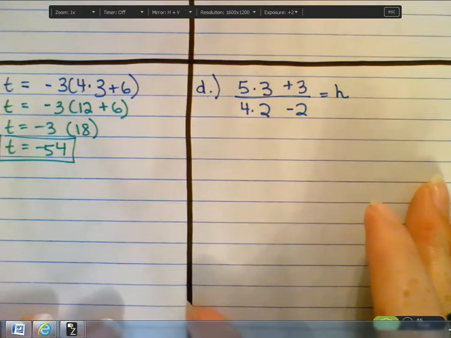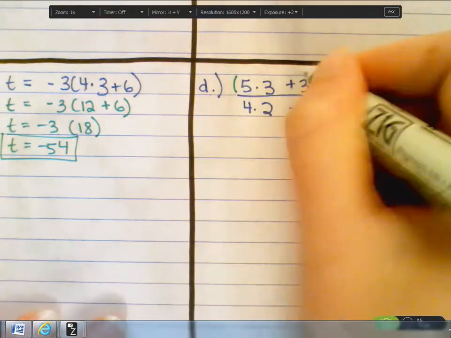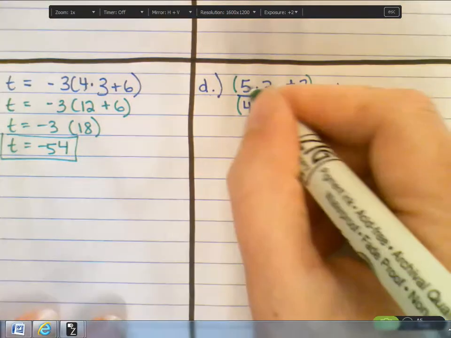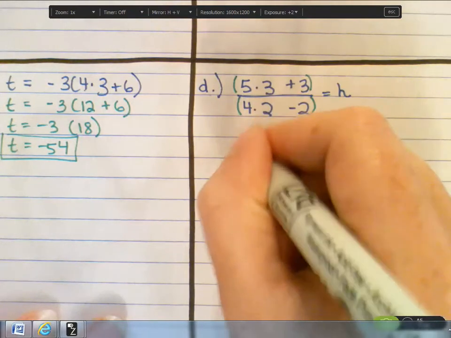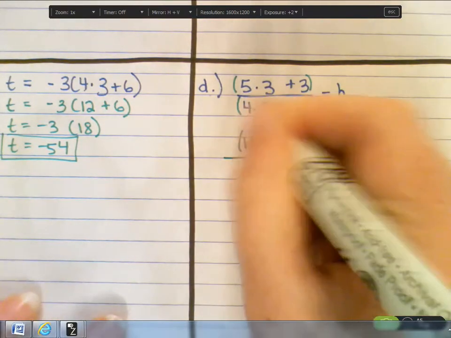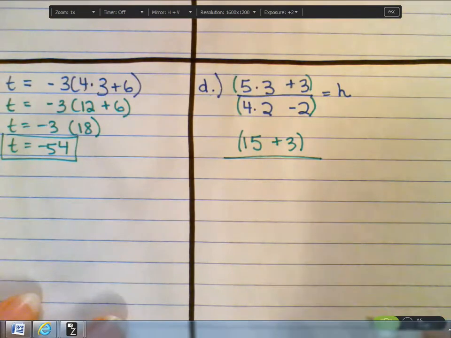Alright, go over to the other side. I'm going to again add in some parentheses here. Within my parentheses, I'm going to do my multiplication first. So 5 times 3 is 15. This 3 is on top. I'll do some on the bottom as well. 4 times 2 is 8.